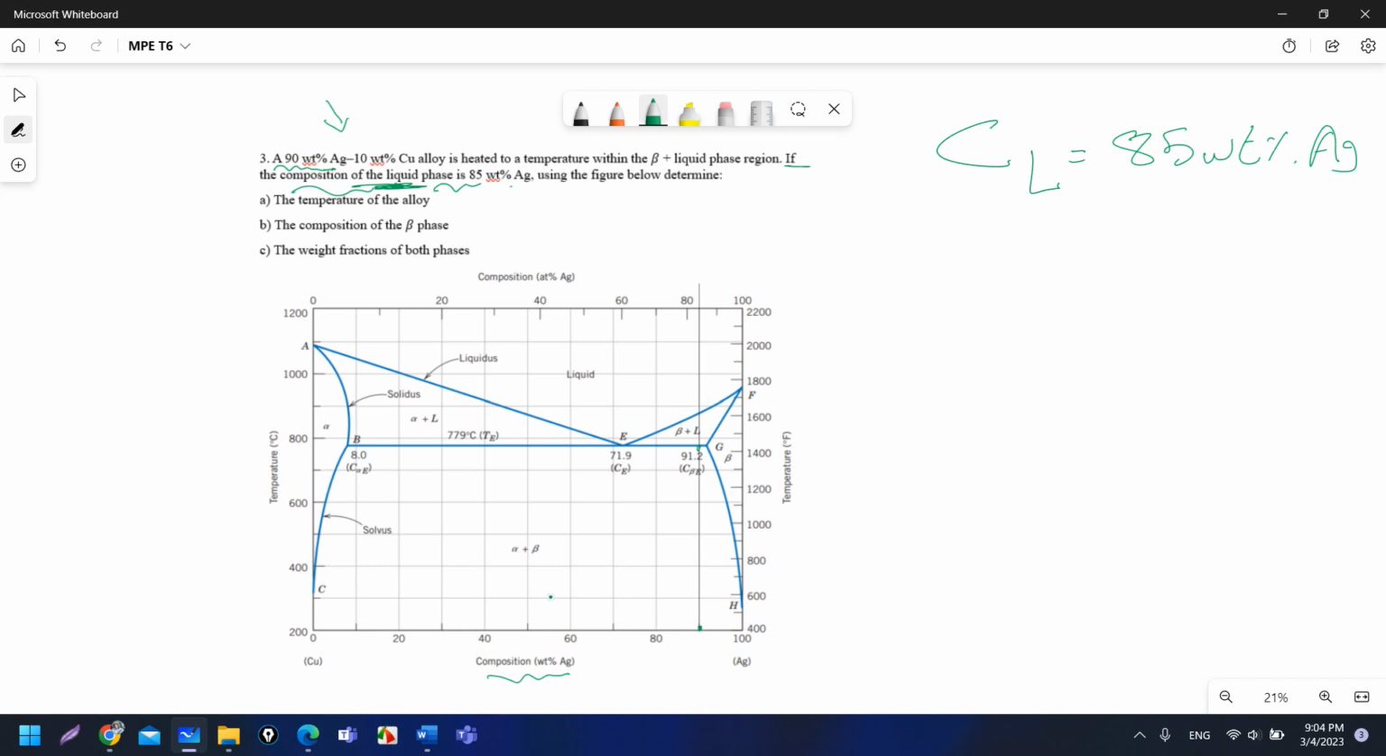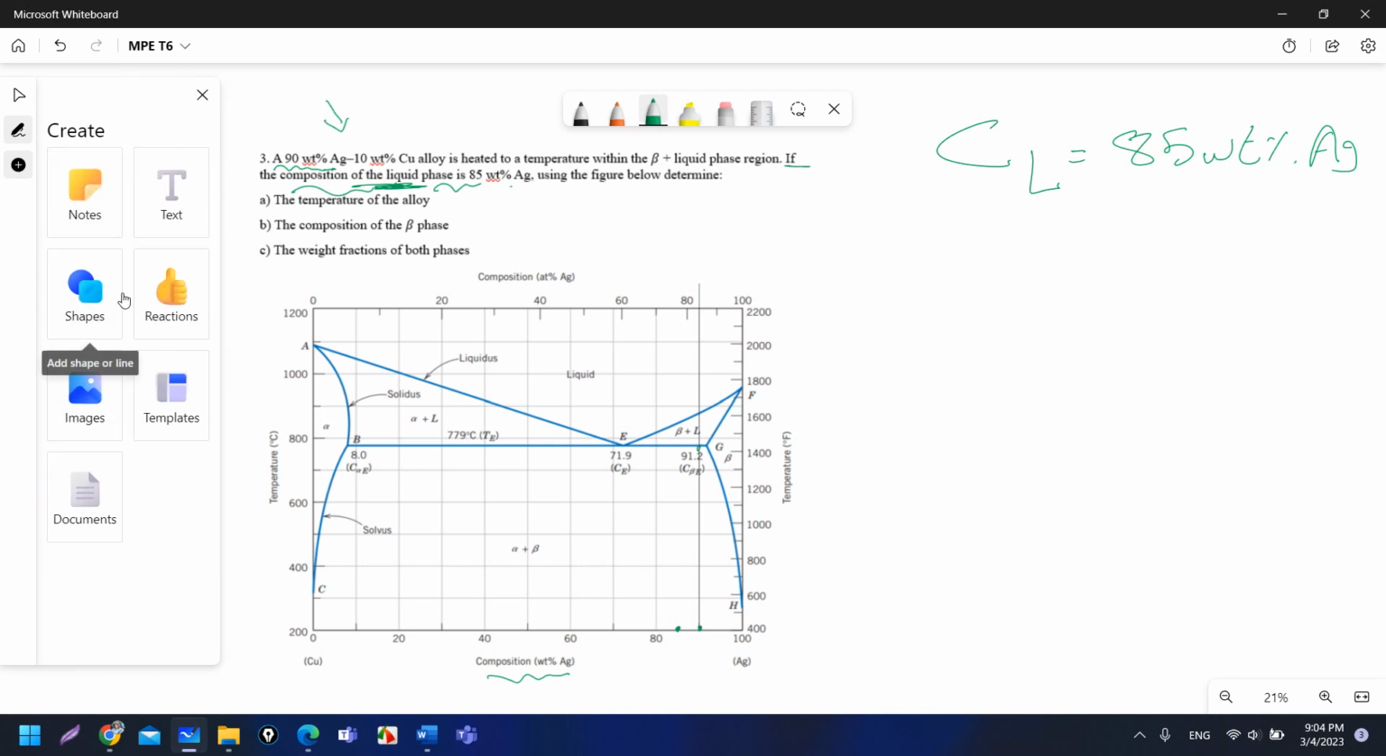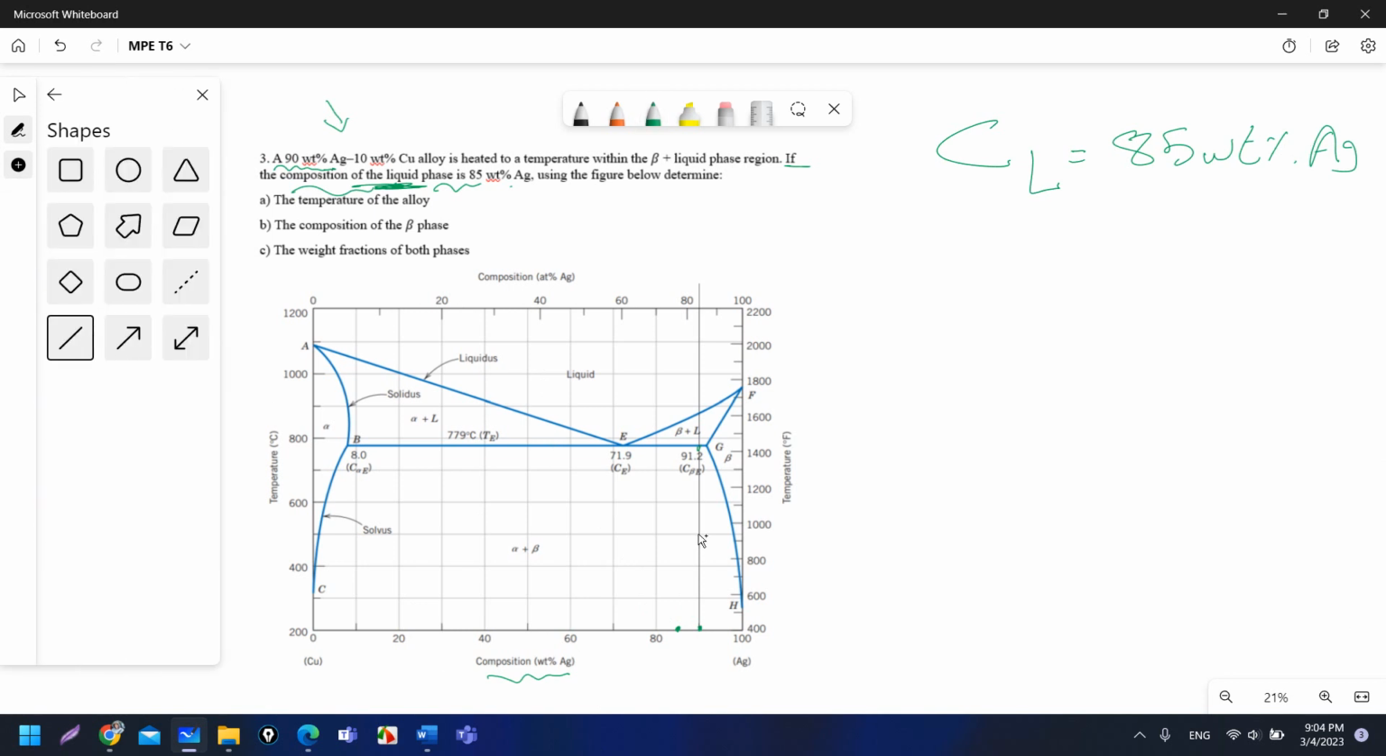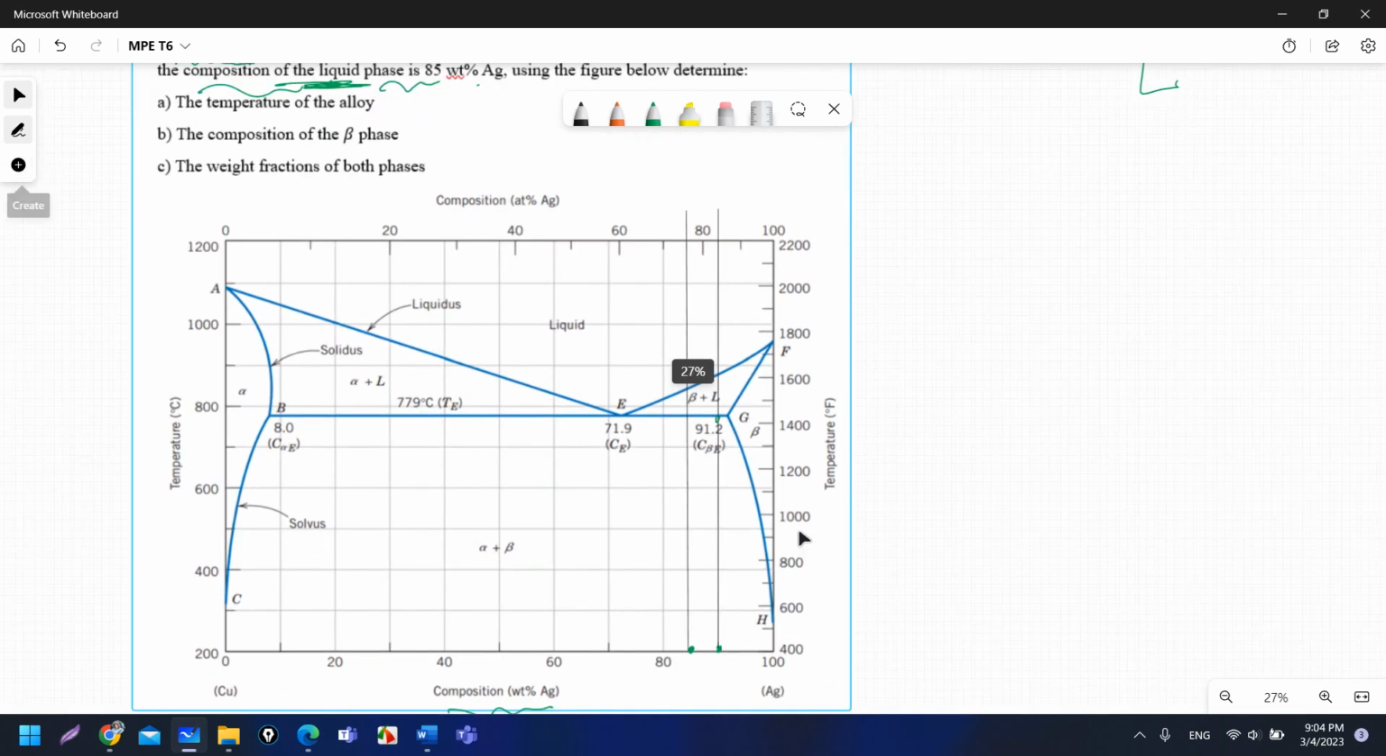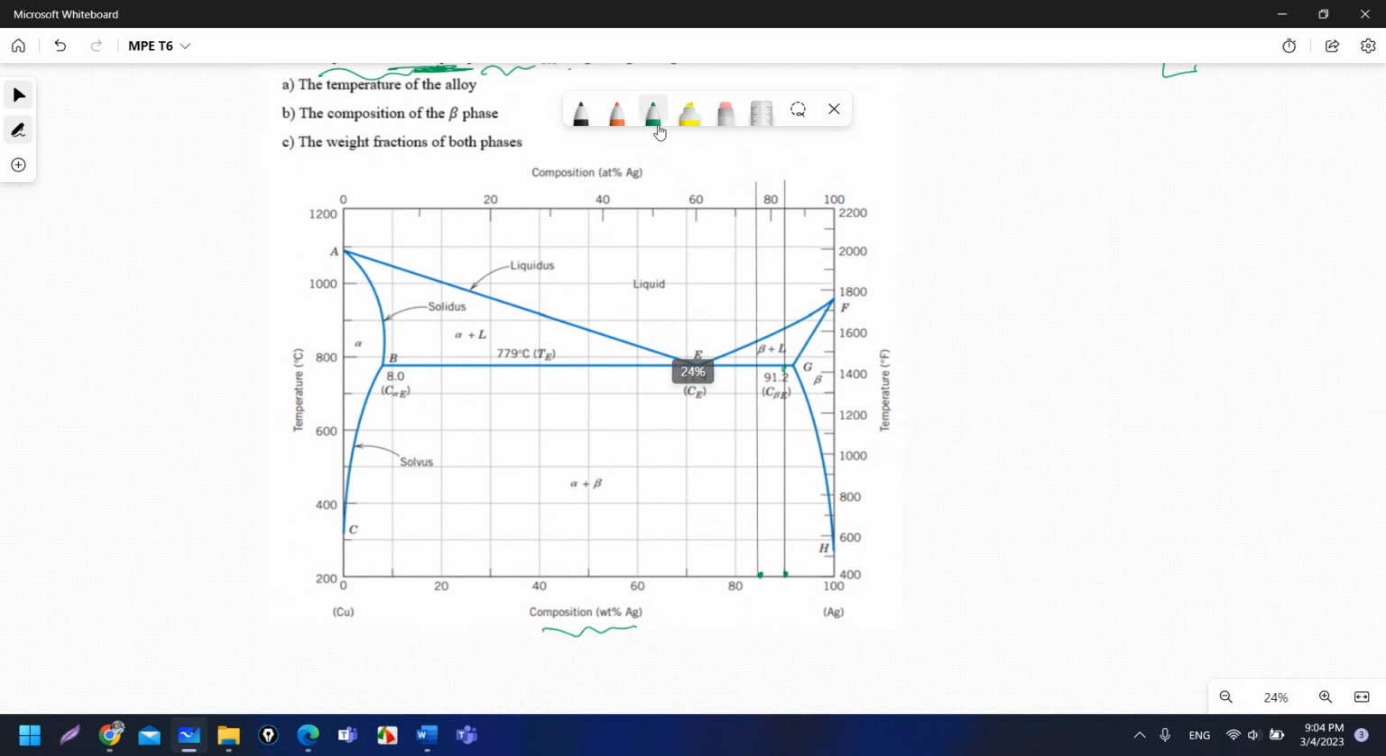So where is the 85? 85 is here. Okay, so I need also to draw a line that represents the composition of the liquid. So I draw also this line. Now I have C0, which is 90, and I have CL for the liquid, which is 85. Let's continue the question.